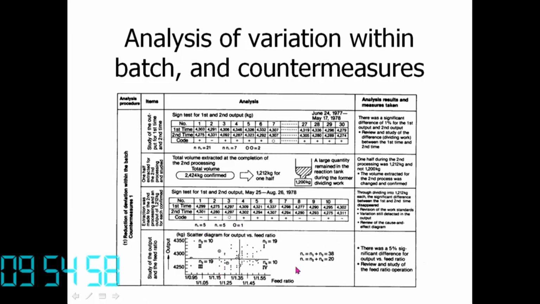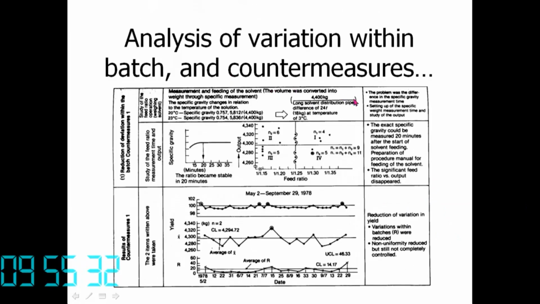And finally, we verify with the scatter diagram. There was a 5% significant difference for output versus feed ratio. So with feed ratio, there is some issue. The dividing into 2 is not equal. Dividing into 12 each, the significant difference between the first and second time disappears. So they did something on that. There was some mistake in the division. The chemicals are added assuming it is equally divided, but actually it was not equal. That was the problem. So again, further countermeasures.